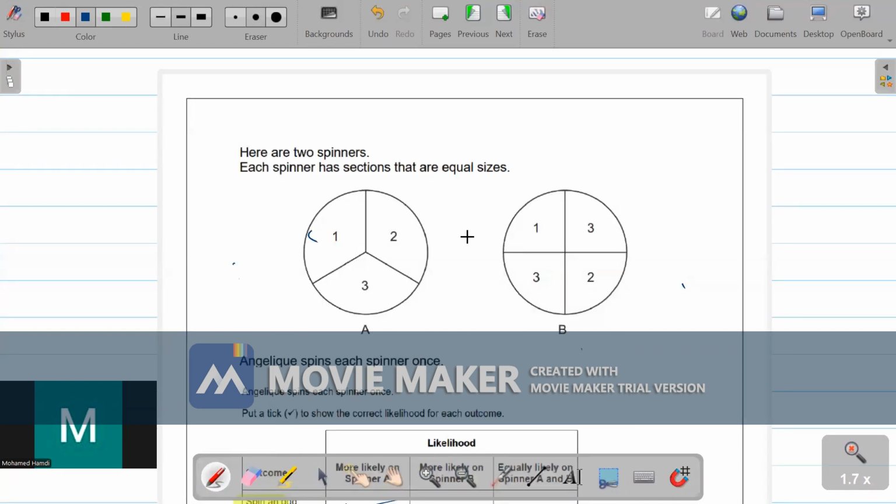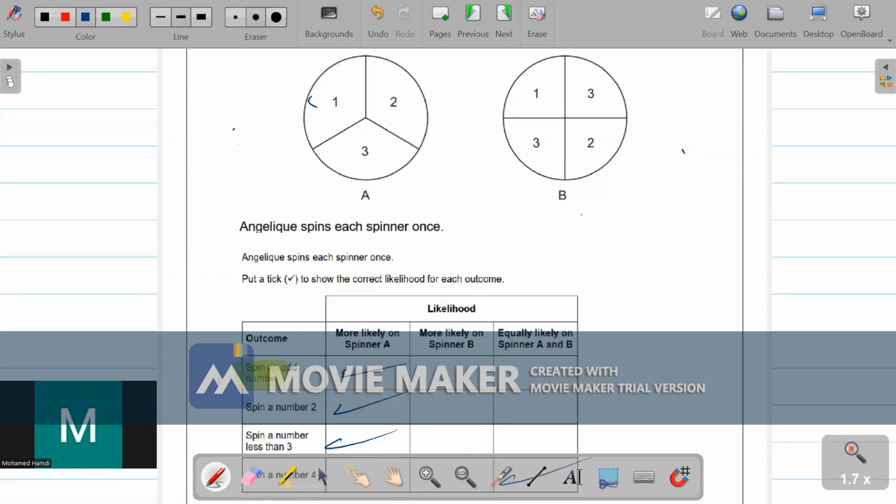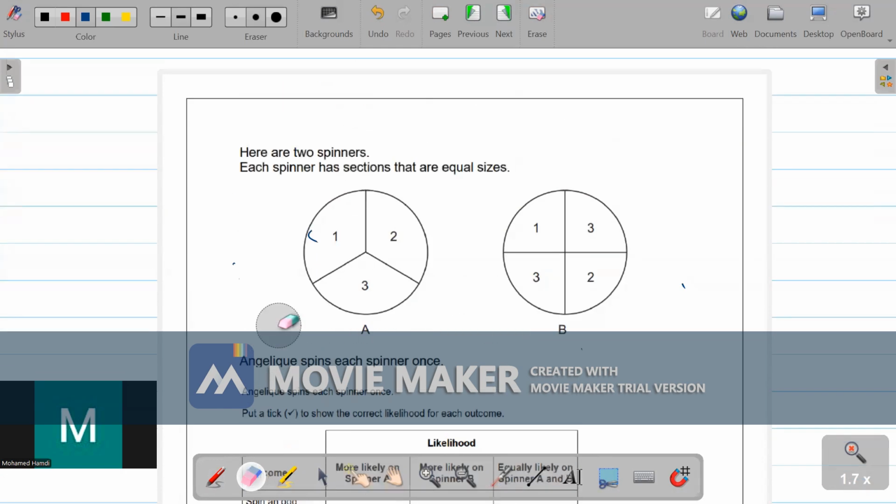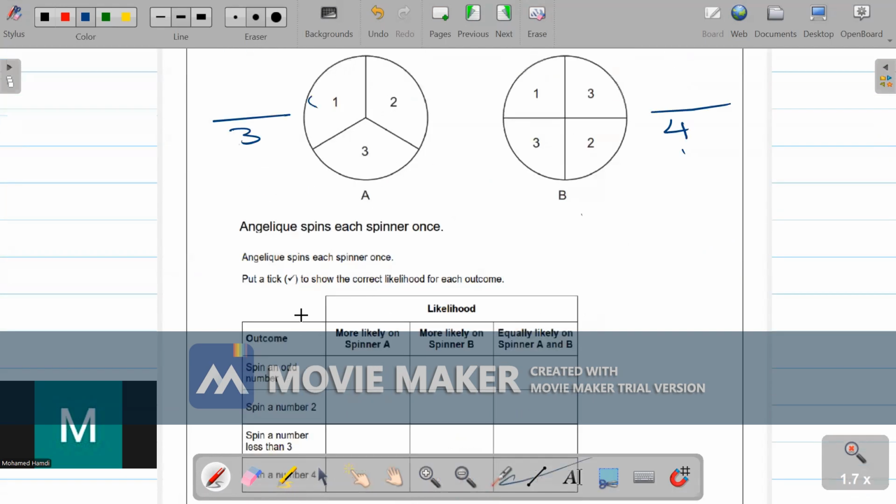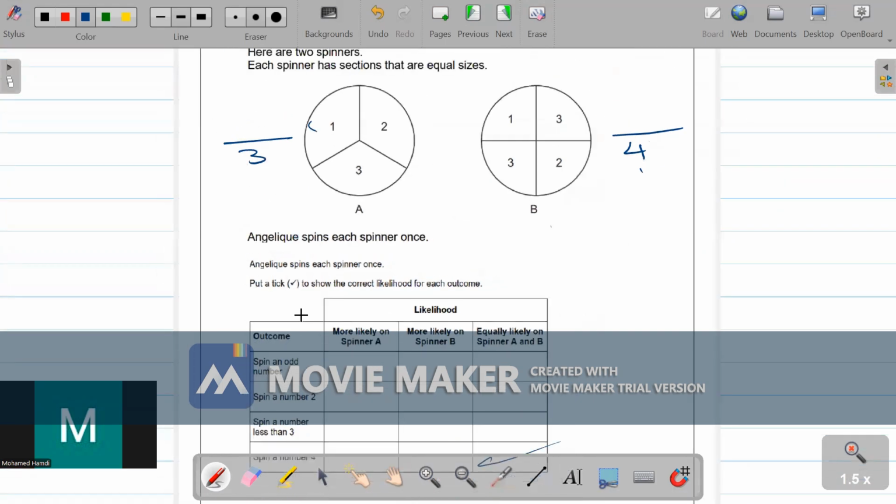In this question, we have two spinners and we need to compare the probabilities of the events on both of them. The first event is to spin an odd number. On the first spinner, we have three outcomes. On the second spinner, we have four outcomes or four sections. On the first spinner we have two odd numbers, 1 and 3, so it will be 2 over 3. And on the second spinner we have three odd numbers, 1, 3, and 3, so 3 out of 4.